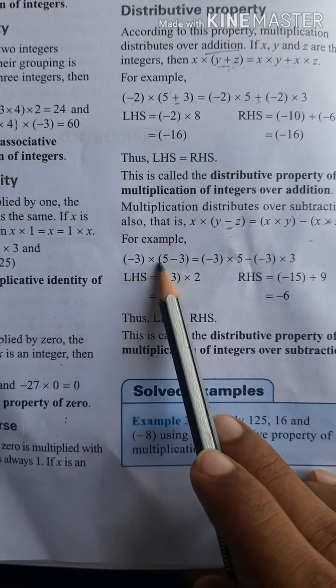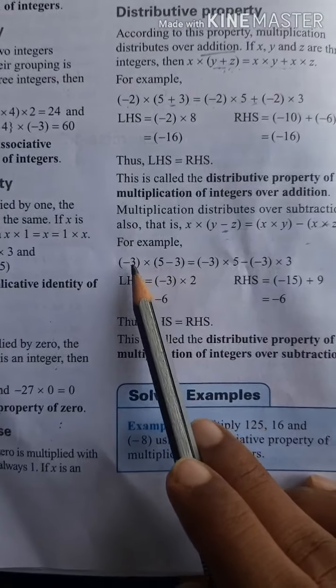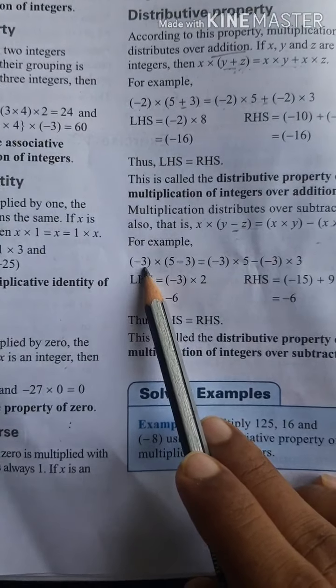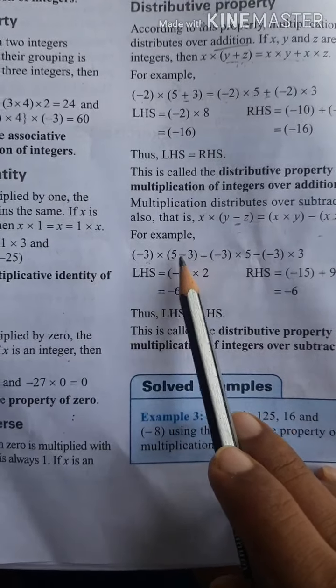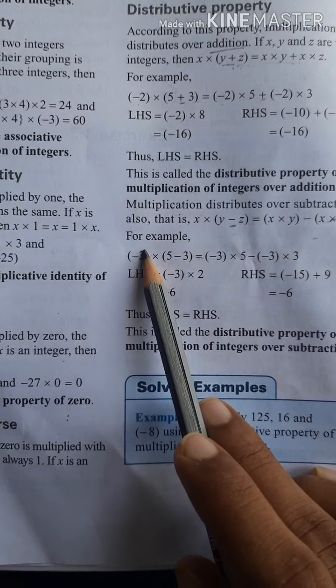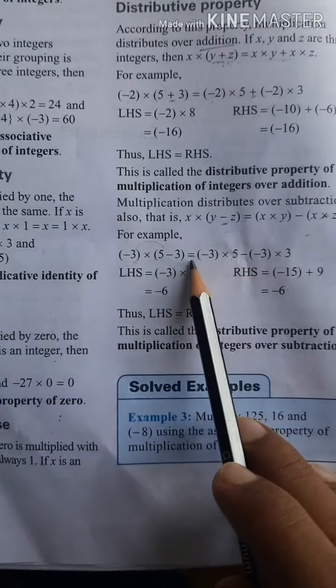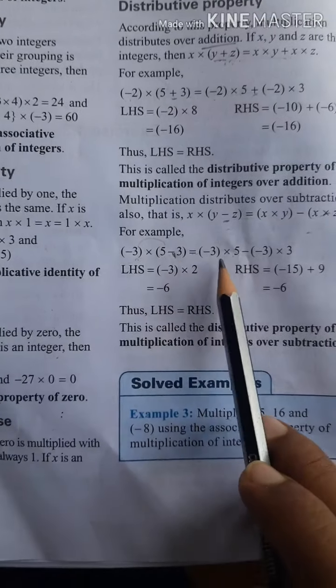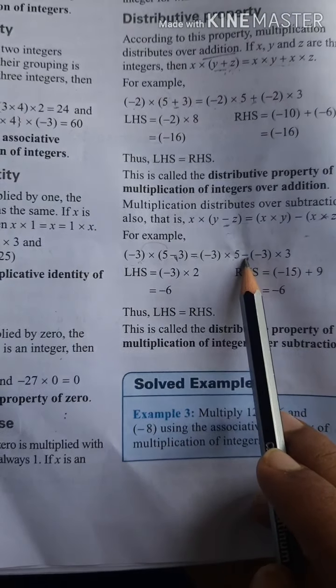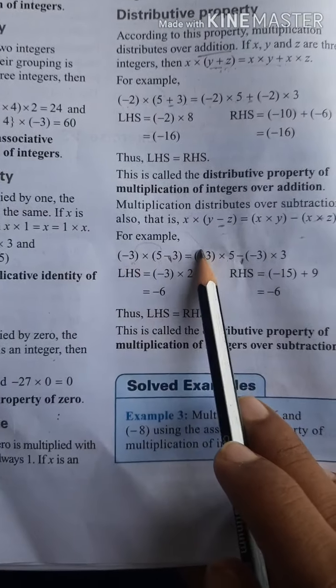So take minus 3 into 5 minus 3. Same. How will I write? Minus 3 is common for both 5 and 3. First take minus 3, multiply with 5. Minus 3 into 5. Then this minus will be common. Then multiply minus 3 into 3.